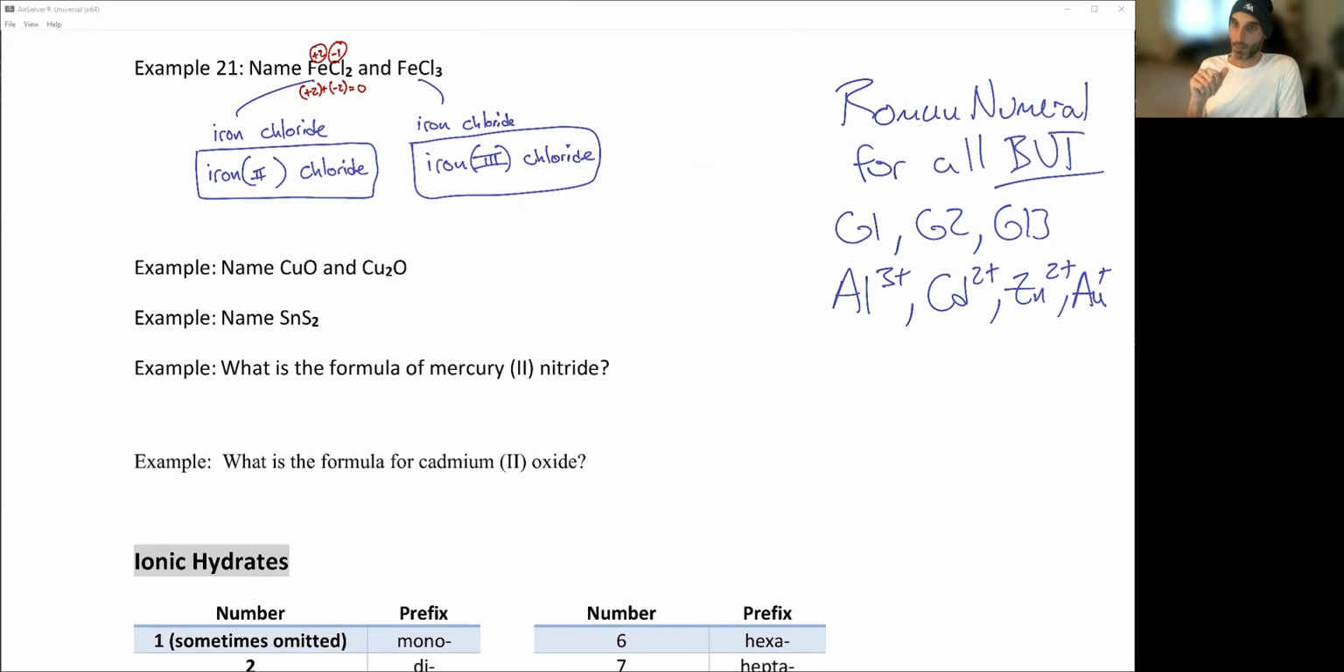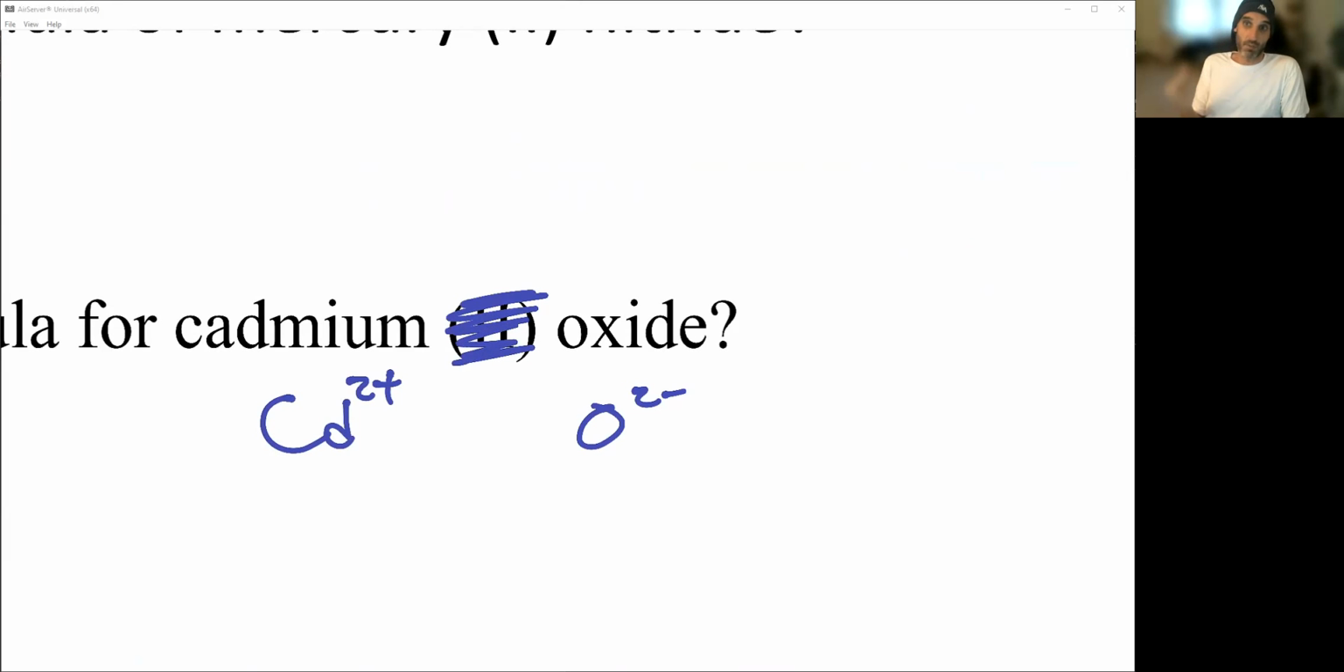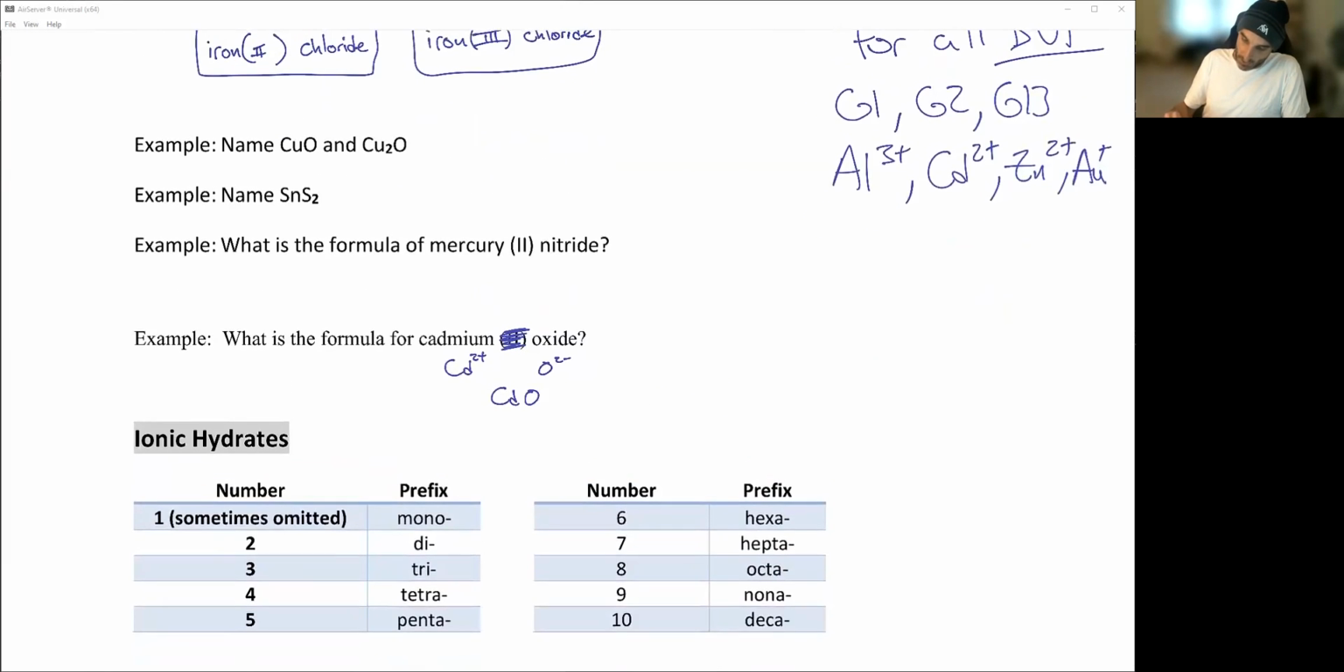Okay. So copper, tin, mercury, and cadmium. By the way, this one right here, I think that's why I put it in here. Cadmium 2 oxide. So cadmium 2+. Oxygen gets a 2- charge. Having that written is redundant. So the proper name is cadmium oxide, 1 of each, cadmium oxide. Good. So that's how to do it.